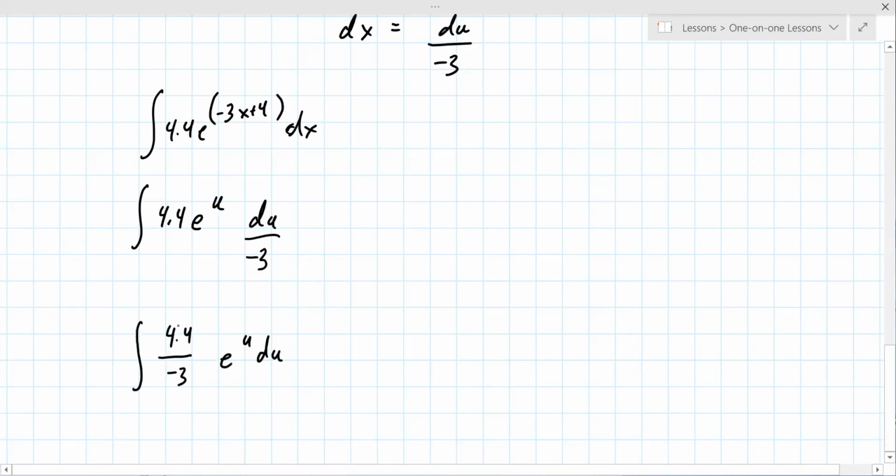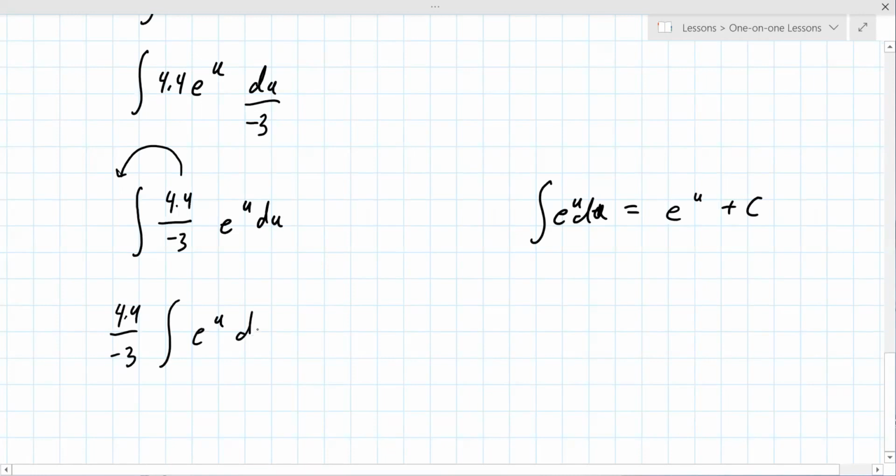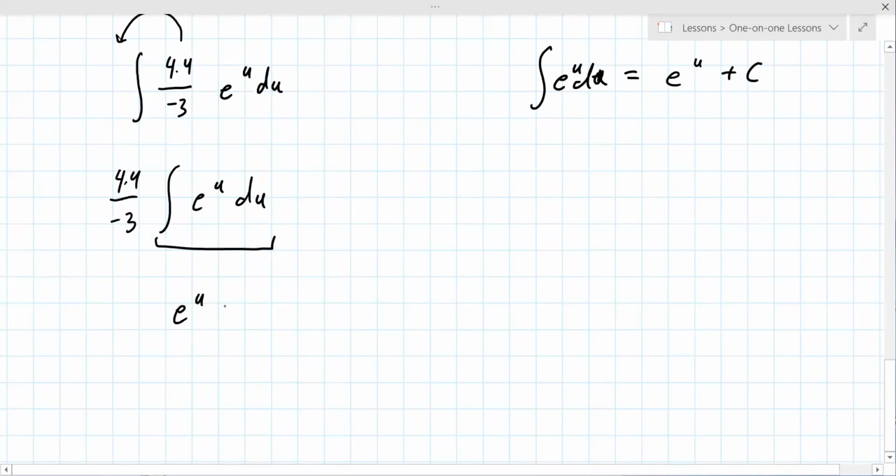I know there would be a desire to make this into something else, but it can simply be left as that. You can in fact even bring it outside if you want, because the only thing you care about is getting it into something that is e to the u du. The integral of that is e to the u plus c. So you have 4.4 over -3 times the integral of e to the u du. Just that part is what becomes e to the u plus c, but then you're multiplying it all by 4.4 over -3.